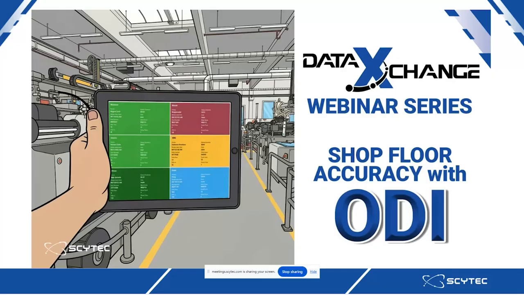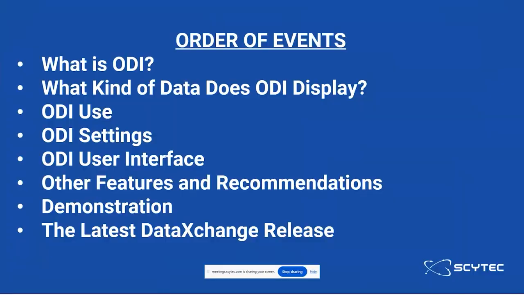I'm going to get started right away with our order of events, starting off with what is the ODI, which, as I said already, is the Operator Data Interface. It is a supplemental application only on the silver and gold licensing levels inside of DataXchange. We will also be discussing what kind of data the ODI displays, as well as going over the ODI use, ODI settings, the ODI user interface, and we will end this webinar with some discussions about the other features and recommendations for the operator data interface, as well as a quick demonstration of everything that I cover in this webinar.